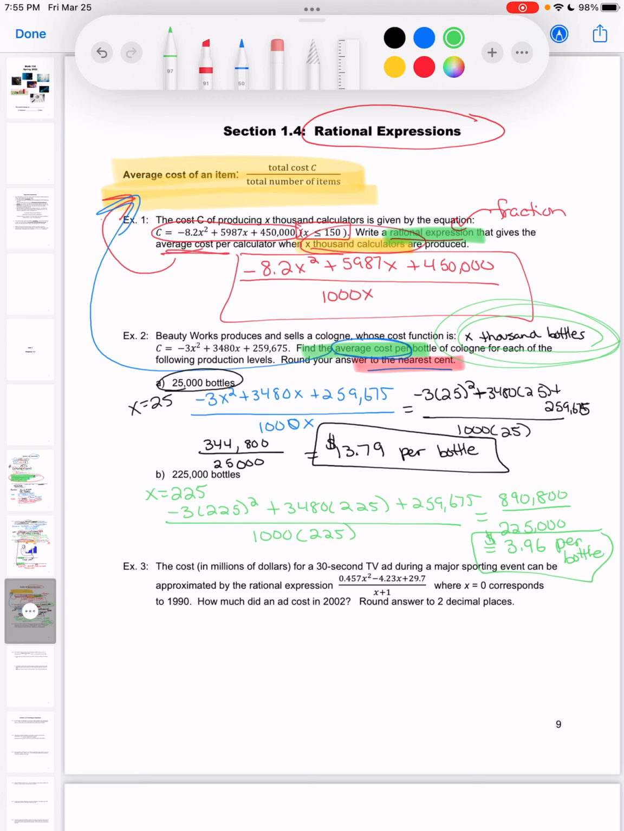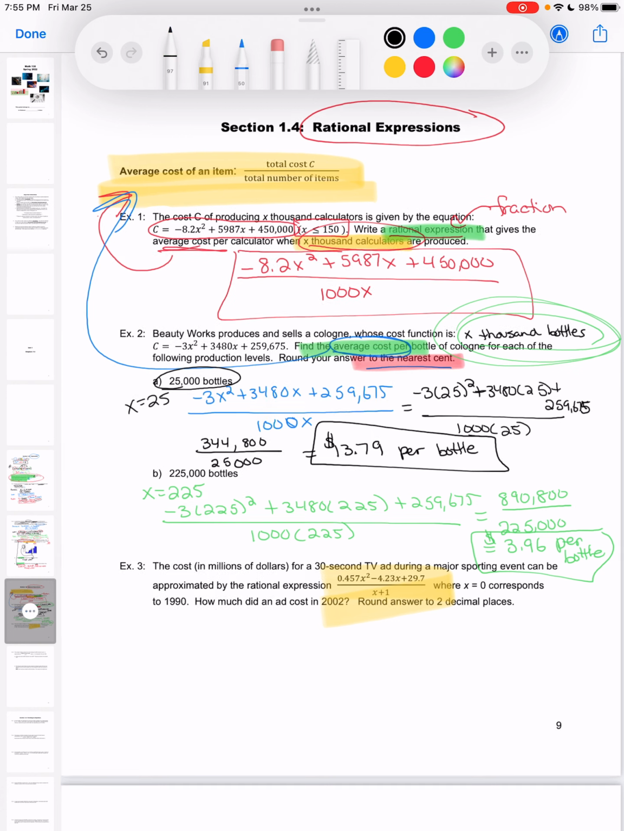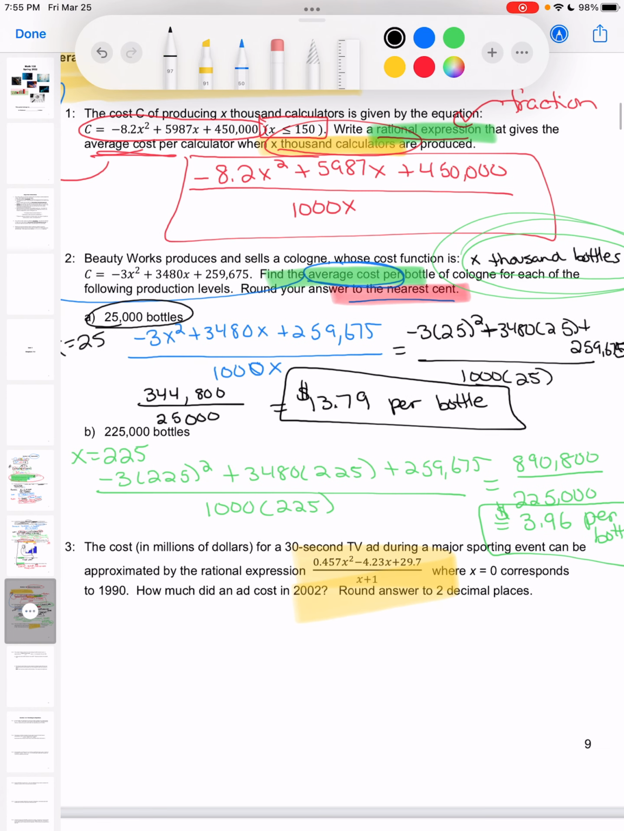All right, so for example 3 here, I've actually given you the entire rational expression already, so you don't have to do any of that work. We just have to decide what to plug in. So there's my rational expression. I'll zoom in a little bit since it's so tiny. And we talked a little bit about this when we were looking at the polynomial equations, but x equals 0 corresponds to 1990. So that's the year that this expression starts working.